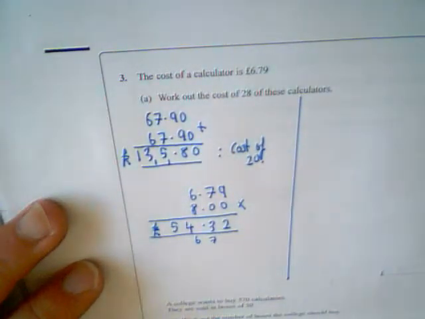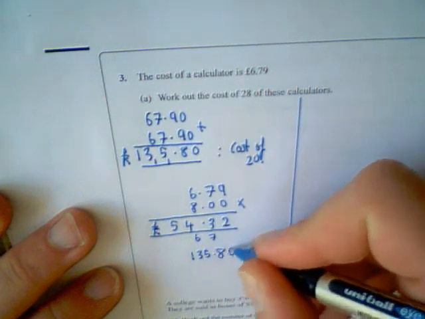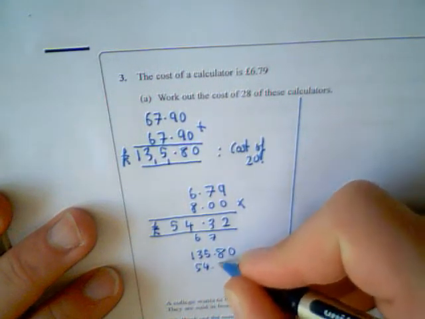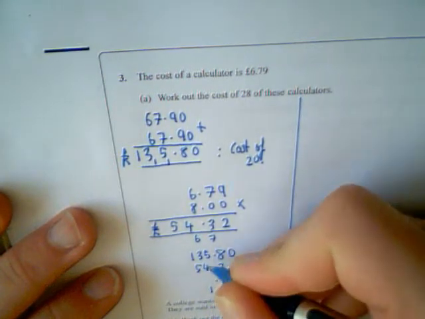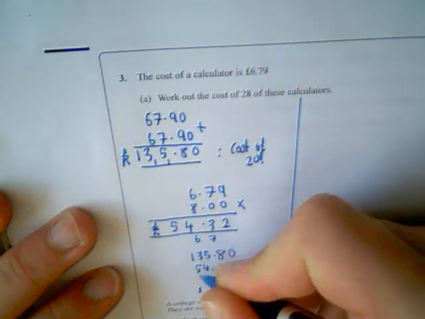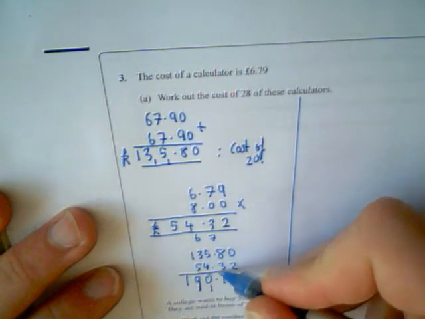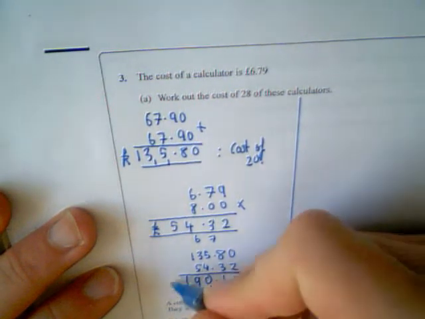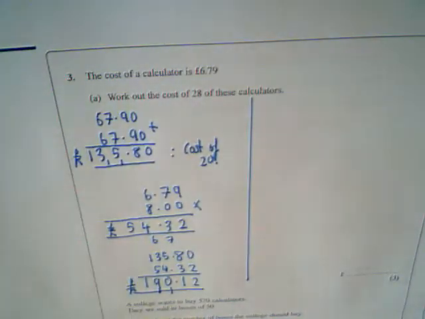So then when we add these two together, we get £135.80, and then £54.32. Two, 11, and carry the 1. We get 10 here, carry the 1, and then 1, 4, 9, and so it should be £190.12. Okay, so this is the first way of doing it, and the next way is that we calculate the cost of 30 and then minus 2.